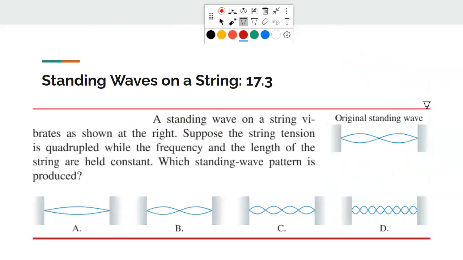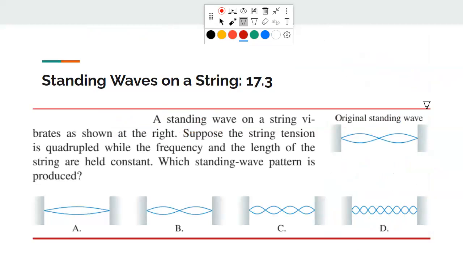Okay, good. So let's do a little bit of practice here. A standing wave on a string vibrates as shown at the right. Suppose the string tension is quadrupled while the frequency and the length of the string are held constant. Which standing wave pattern is produced?